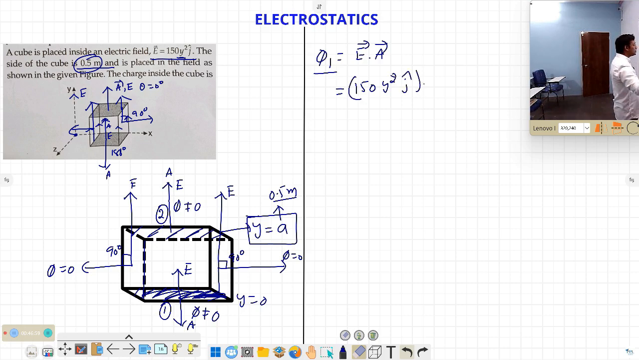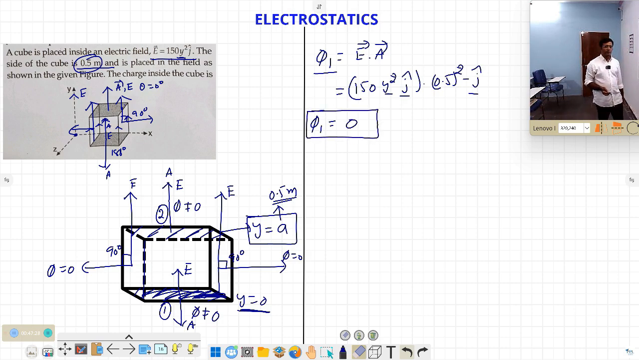What is the area? Length into breadth. The length is 0.5 and the breadth is also 0.5, so we can write it as 0.5 whole square. What is the direction of the area vector? Negative y axis, that is minus j cap. So j dot j is anyway 1. But what is the y value? In the case of phi 1, the y value is equal to 0. If you put y equal to 0, the total flux becomes 0. So that means there is no flux through this face.